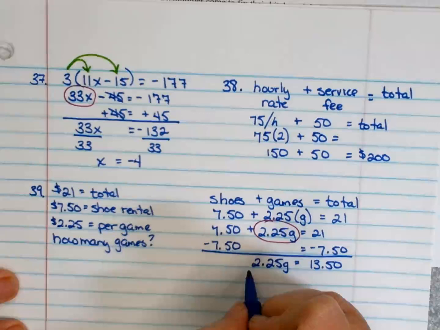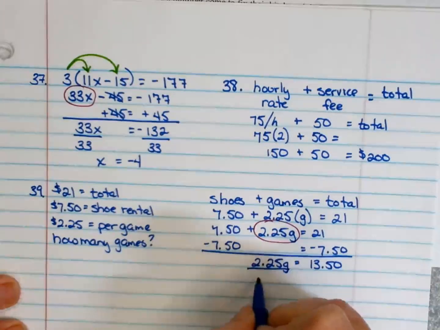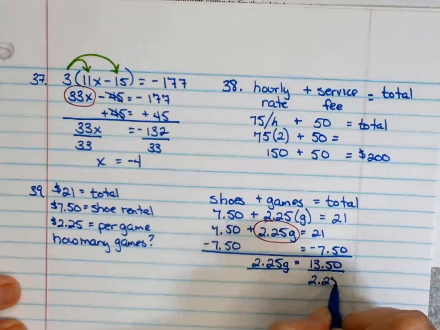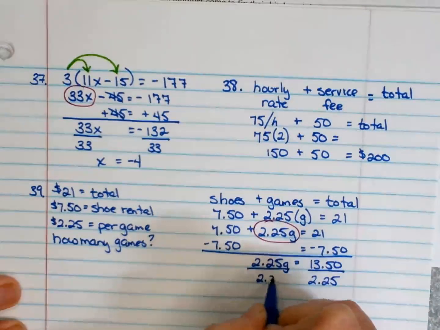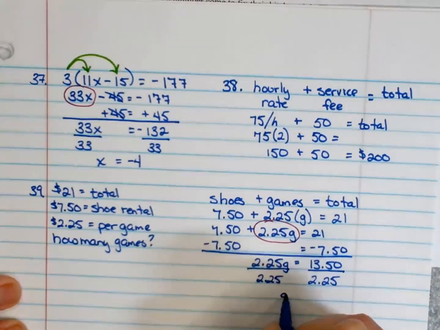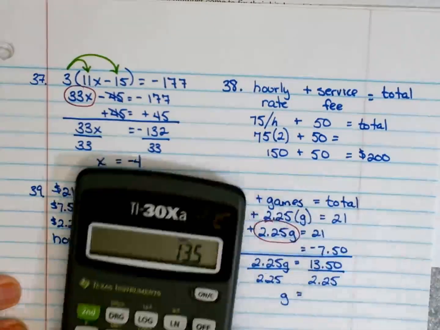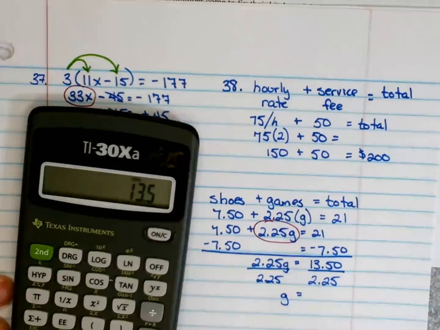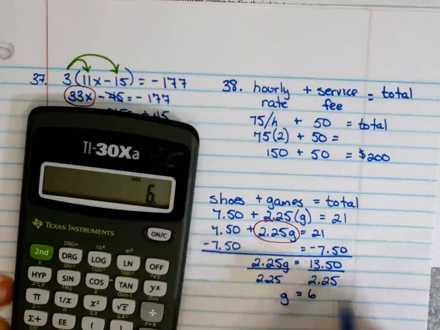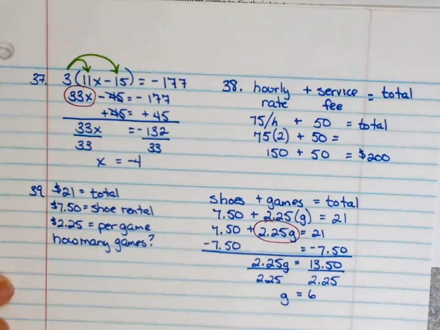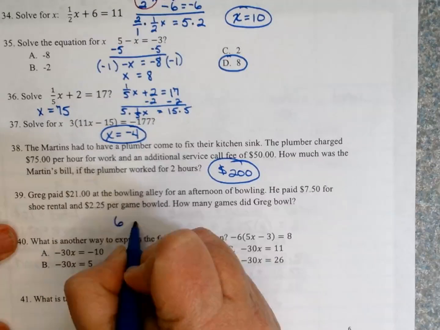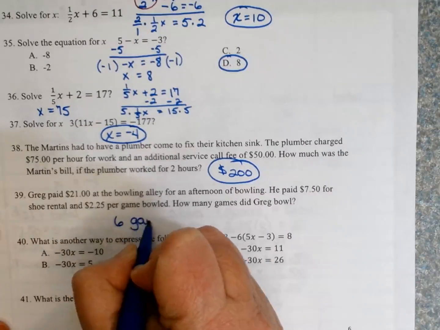Okay, and now to figure out how many games he bowled, I have to divide that 13.50 by how much he pays per game, which is $2.25, which will tell me how many games he bowled. So 13.50 divided by 2.25 equals 6. So he bowled 6 games. How many games did Greg bowl? 6 games.